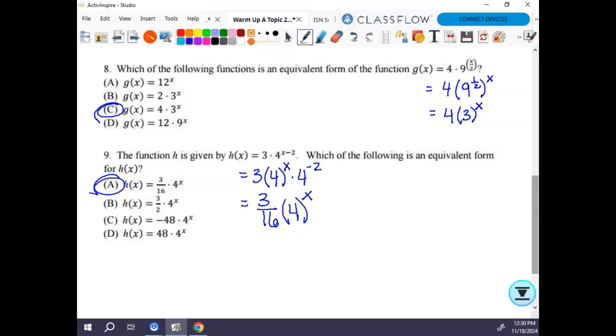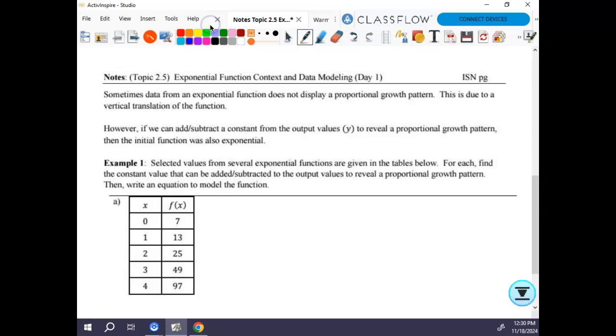Then grab your notes that I just put out there. These are going on page 56 when we're done. Okay, so today we're going to do data modeling, which means we're going to write equations from data. Today we're going to do the non-calculator stuff. Tomorrow is going to be the calculator part of that.